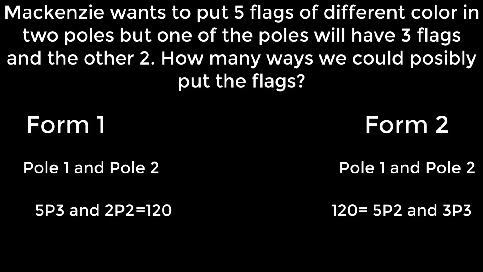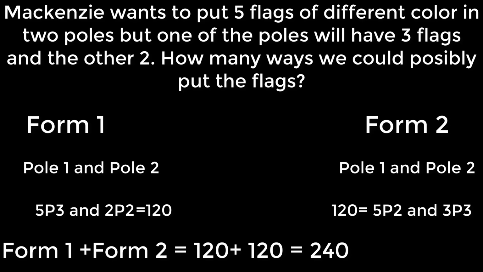Now we have the possible ways of each form, but by the principle of the sum, we know that we can use it here because we can do both at the same time. So we sum form number 1 plus form number 2. That will give us 120 plus 120, which is 240. So the ways we could possibly put the flags will be 240 possible ways.